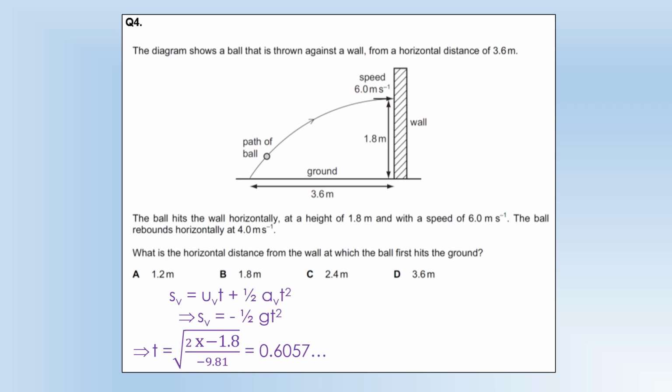So what I'm going to do is first of all figure out the time it takes to hit the ground. Now we know the vertical component of velocity when it leaves the wall is 0 because it's travelling horizontally. So we can use that and the fact we know the acceleration is 9.81 to solve how long until it hits the ground. And then from that point, all we need to do is multiply that by 4 meters per second, and that gives us the horizontal distance when it hits the ground.